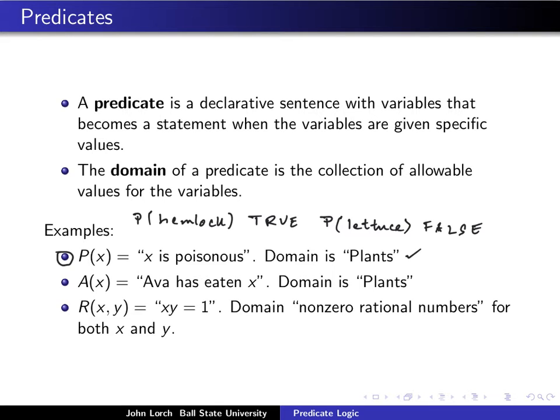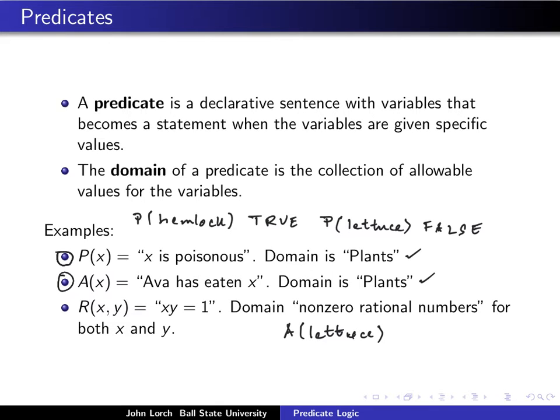Okay, our second predicate is a similar sort of thing. So here we have A of x, and the predicate is Ava has eaten x. And here x could be all kinds of things. It could be meats, it could be fungus, it could be whatever. But here, again, we're going to declare the domain to be plants. And so if we looked at, say, A of lettuce, that's definitely a statement. It's the statement that Ava has eaten lettuce. And unless Ava is here to tell us whether this is true or false, we don't know right offhand whether it's true or false, but we do know it's a statement.